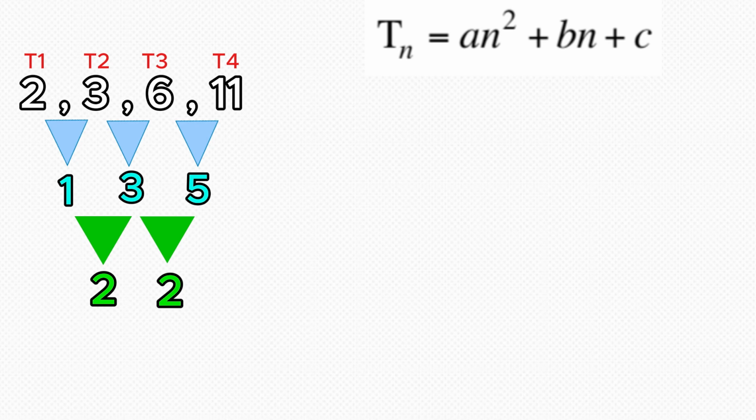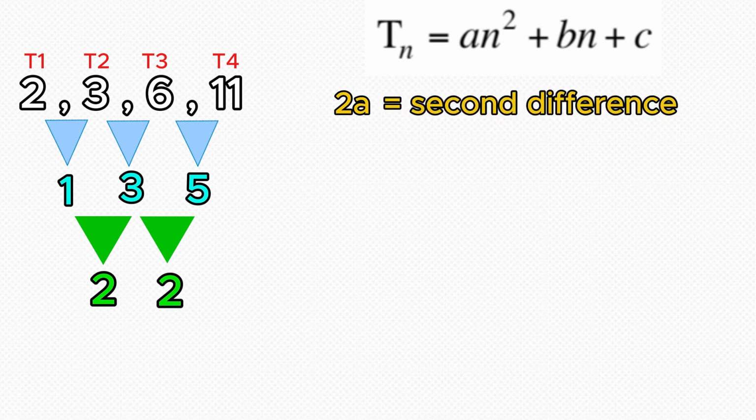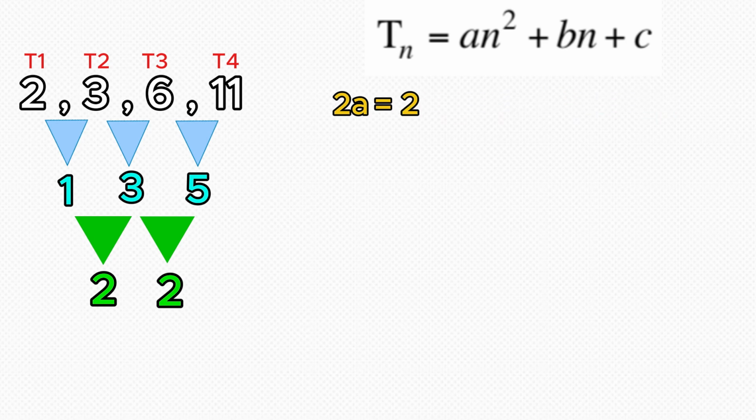Now we can find our general formula. To do that, we always start with 2a, which is equal to the second difference. In our case, the second difference is 2, so we have 2a equals 2. To get a by itself, we divide both sides by 2, which leaves us with a equals 1.